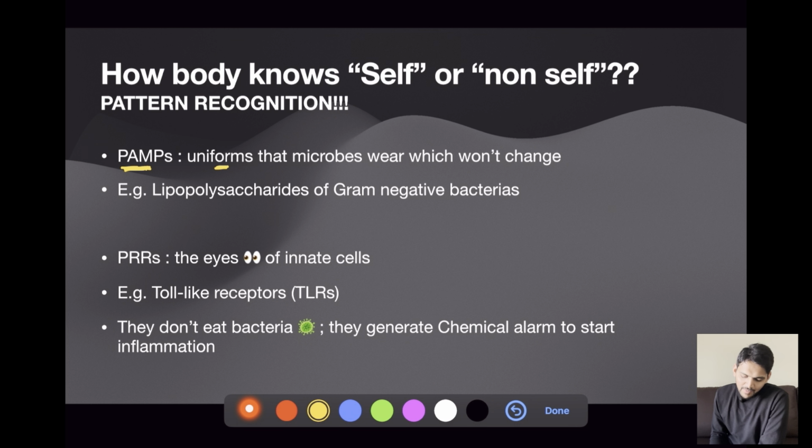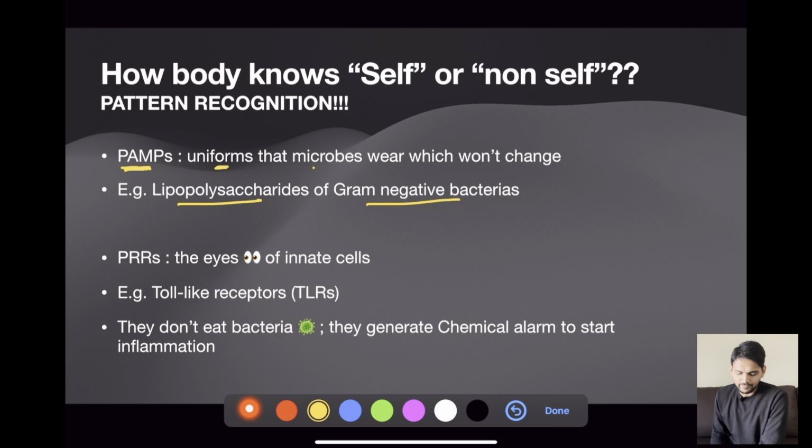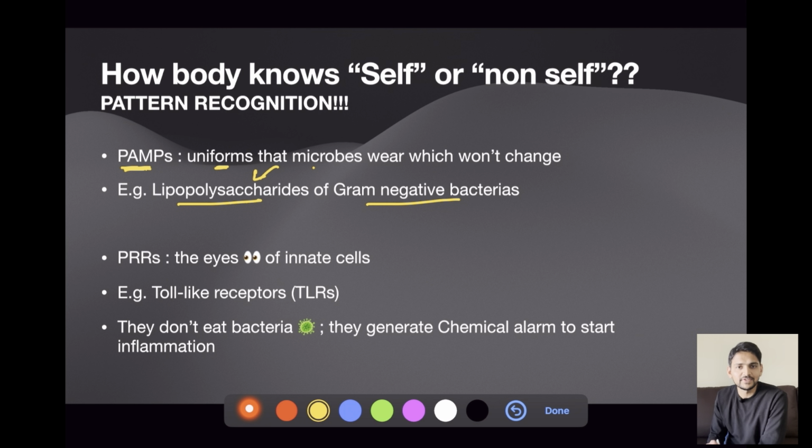For example, gram-negative bacteria will have lipopolysaccharides. So this is their uniform. So what will our body do? Whichever microbe comes with the lipopolysaccharide uniform, our body will recognize it as non-self.